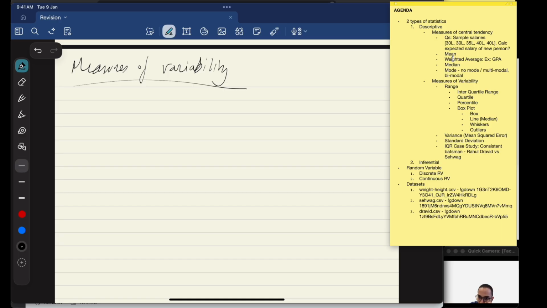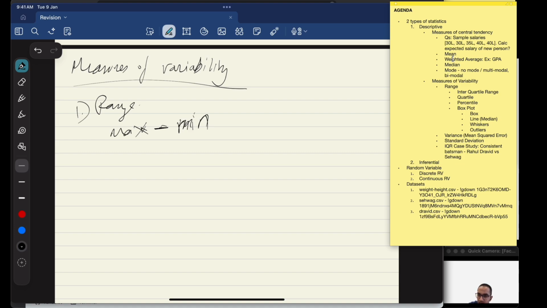So we'll look at the first one, which is range. Range is nothing but max minus min, right? Max minus min, which is the maximum data point minus the minimum data point value.